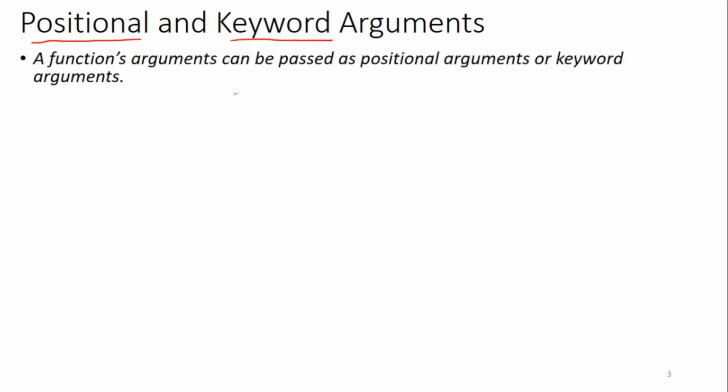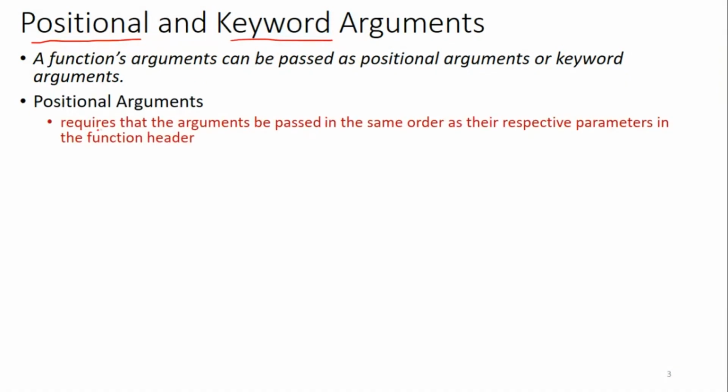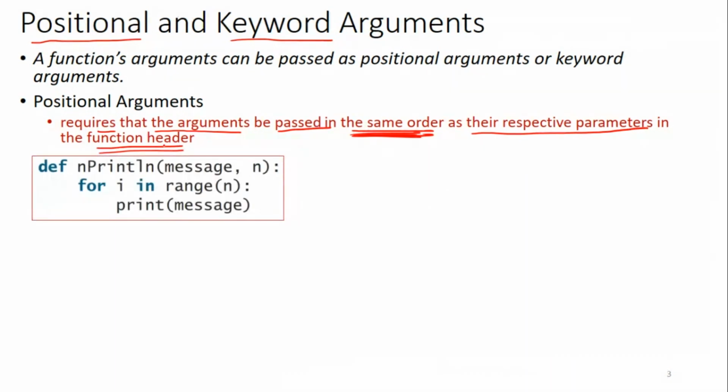Now, the positional argument, what is a positional argument? The positional argument requires that the arguments be passed in the same order. This is an important word, the same order as their respective parameters in the function header. Now, what do I mean by that? Let's say I have this function, which is nprintln. It has 2 arguments. This is the argument number 1, and this is the argument number 2.